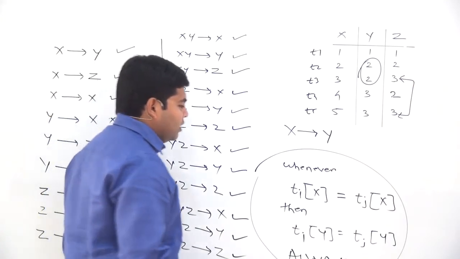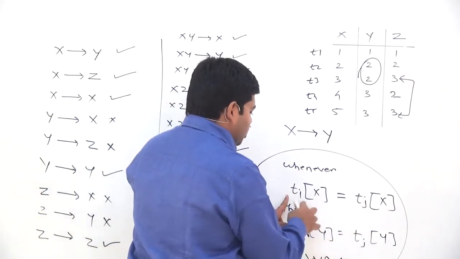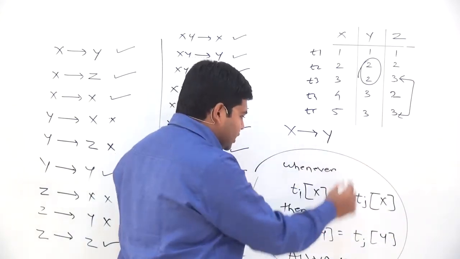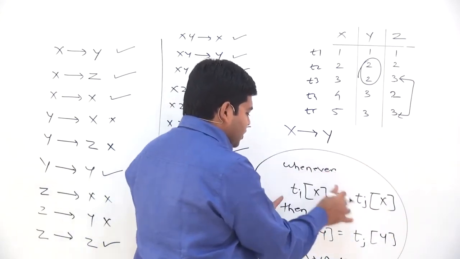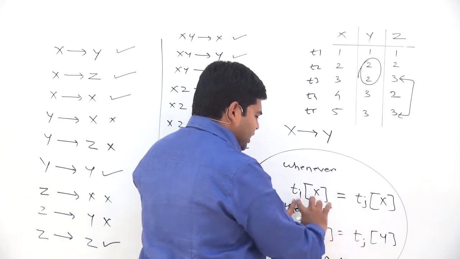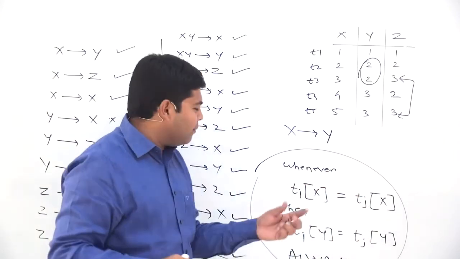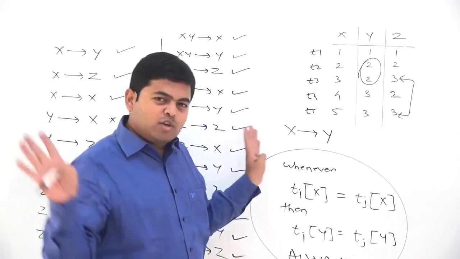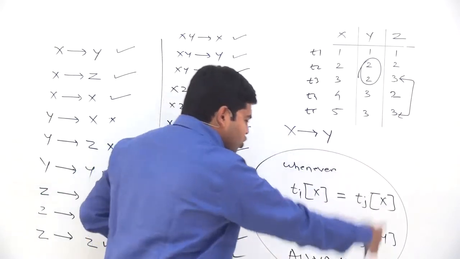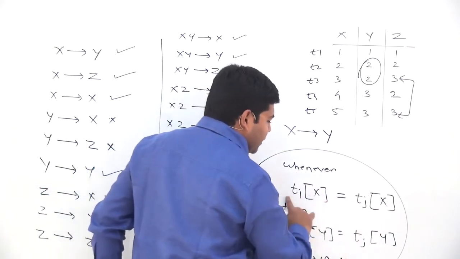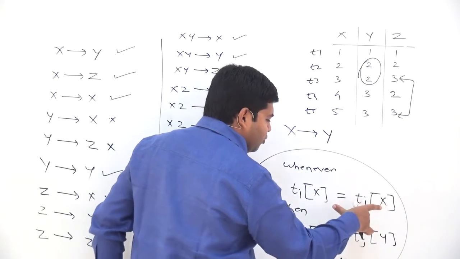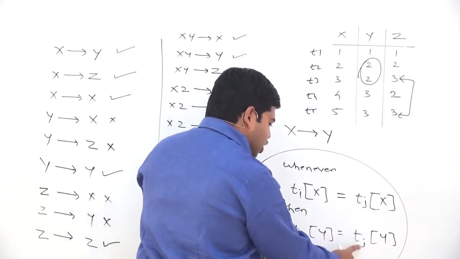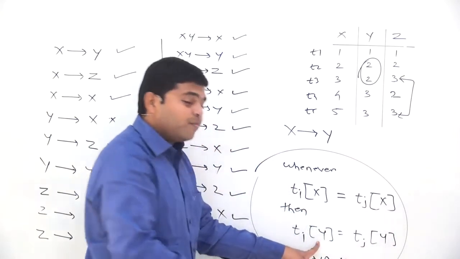So what does that mean? If there is an agreement on the left hand side, because X is the left hand side and Y is the right hand side, what this rule is saying is, whenever any two tuples Ti, Tj, which can be any tuples. I am purposefully not writing down T1 and T2, that would be specific. It can be any two tuples Ti and Tj. So how to read this rule? Whenever any two tuples Ti and Tj agree on the value of X, then the same two tuples Ti and Tj also agree on the value of Y always.